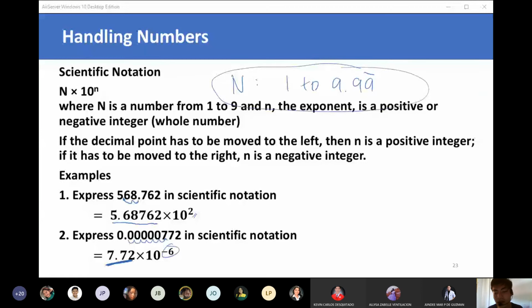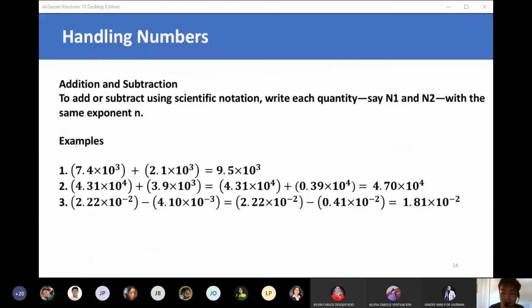So, yun lang. Okay. So, we can also do operations. Math na naman. No? We can do additional operations involving scientific notations. Okay? So, we can add, subtract, multiply, and divide scientific notations. So, paano yan? No? For addition and subtraction, keep in mind that you should have the same exponent. You have to rewrite your scientific notation in such a way that it will give you the same exponent.